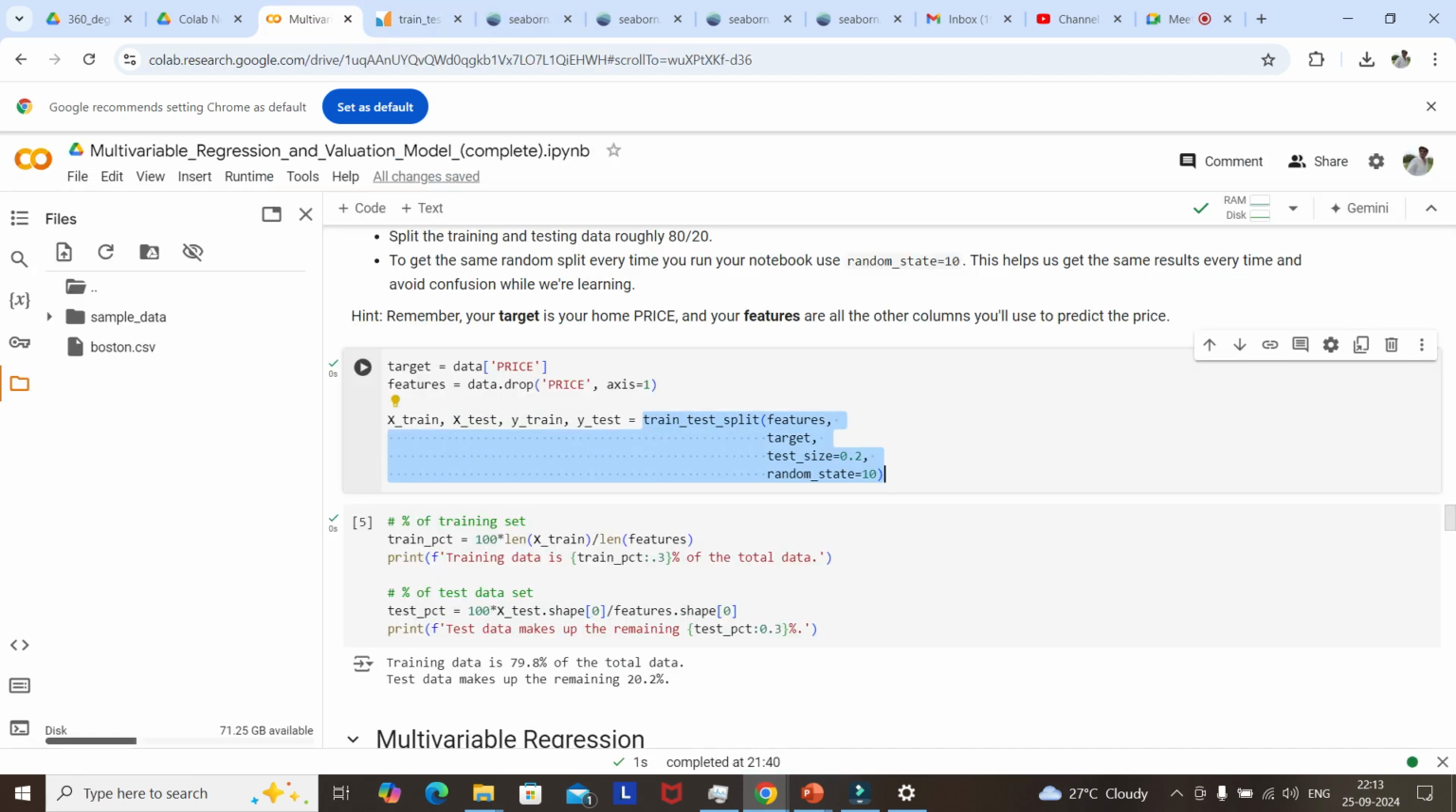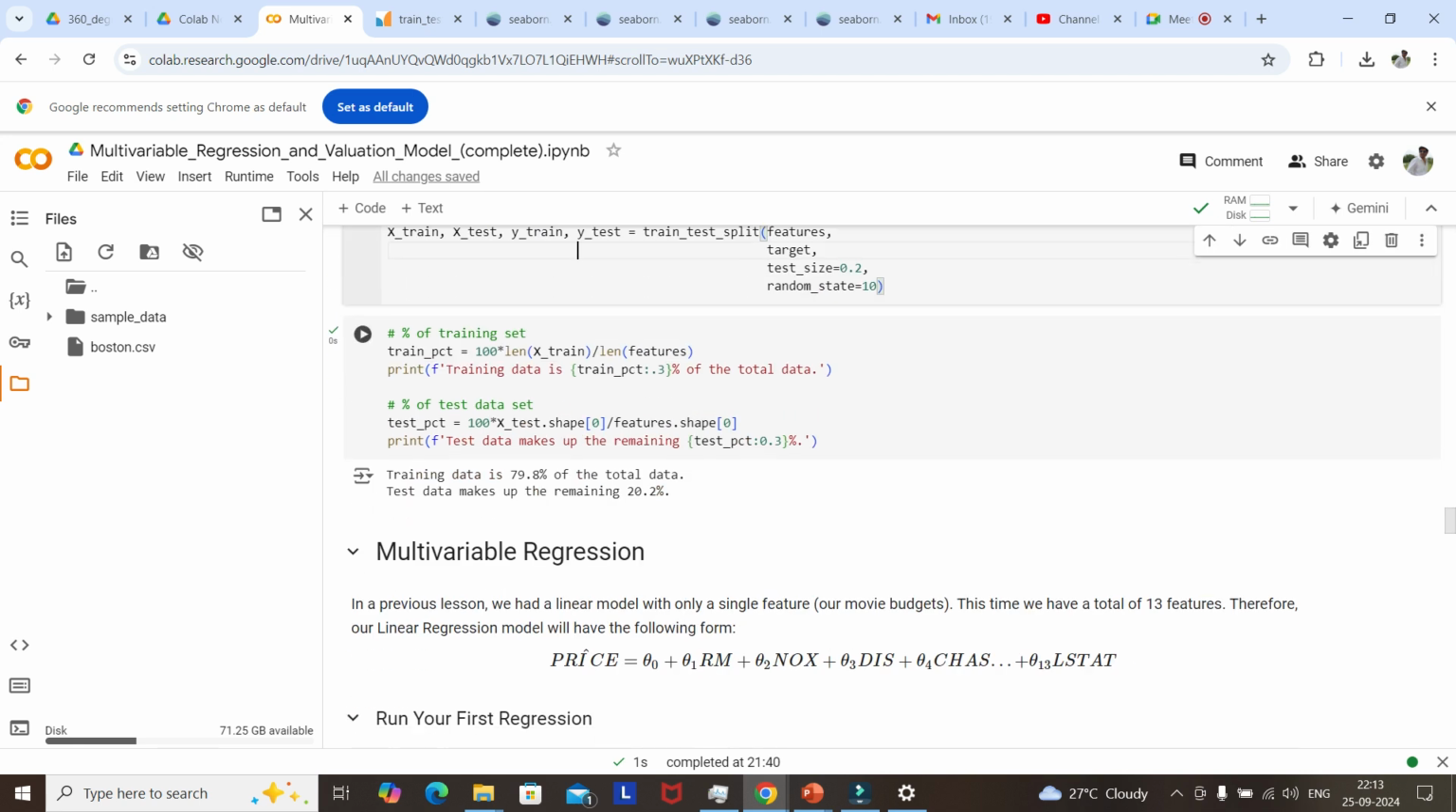Now just for our reference, we are checking how much percentage of the data is training data. The training percentage is 100 times the length of x train divided by the length of features, to see how much data it actually divided. We are computing a percentage, giving it up to 3 decimals.